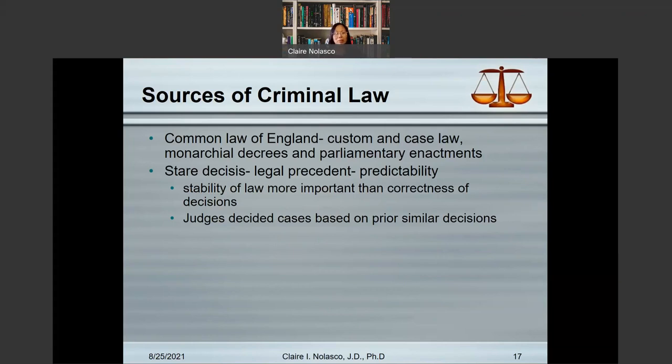The common law of England follows the doctrine of stare decisis or legal precedent, meaning that to ensure uniformity of decisions in certain cases and predictability of outcomes, judges decided to rely on cases based on prior similar decisions. So if, for example, there are two cases with the same facts and one was decided earlier, the judge of the latter case would rule similarly as the judge of the prior case.